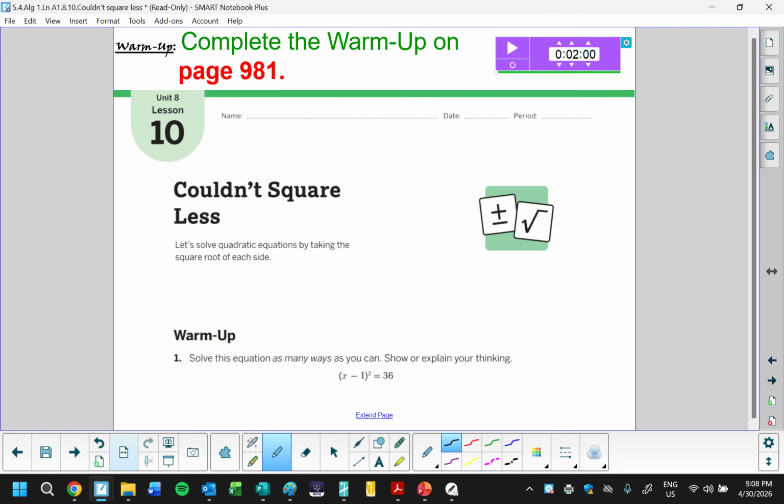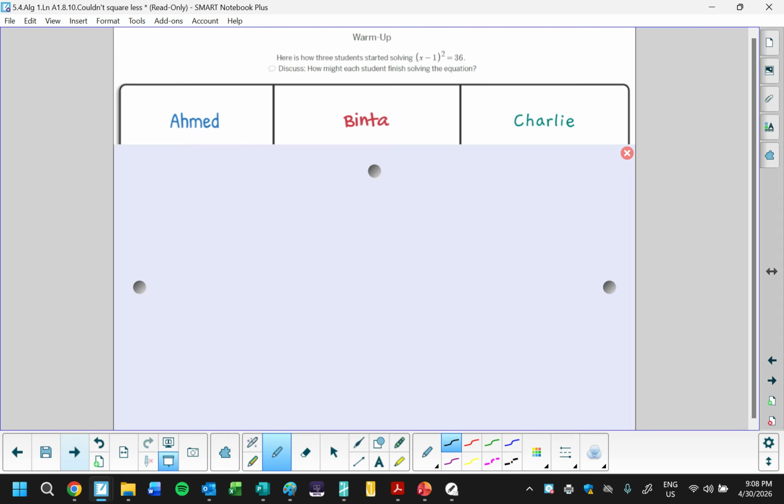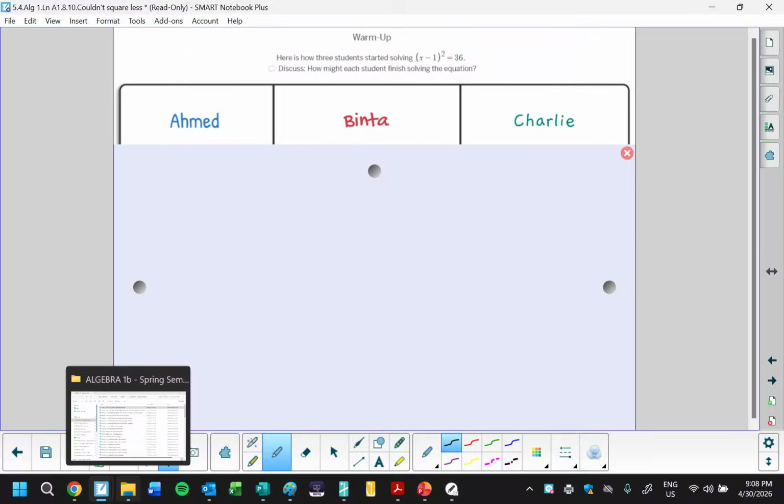Page 981, take 1 to 2 minutes. Let's see if you can solve this. Note it says solve as many ways as you can, but let's see if you can solve it. Come on back when you're ready. All right. Couple things to point out here. We got 3 students that we're going to show your work to.